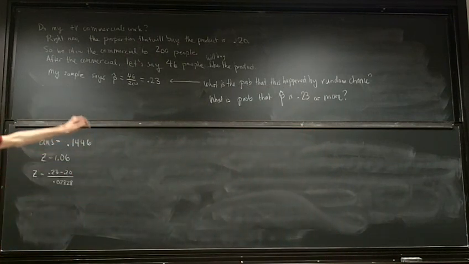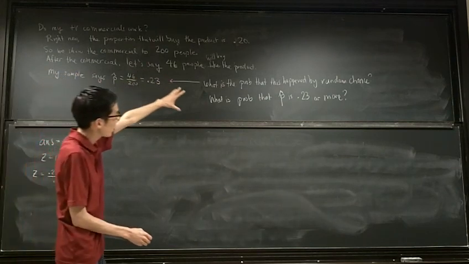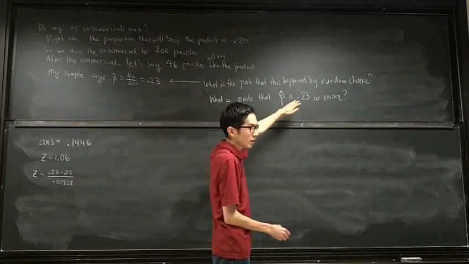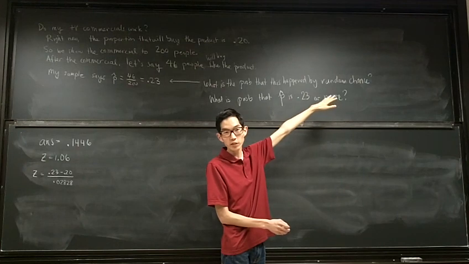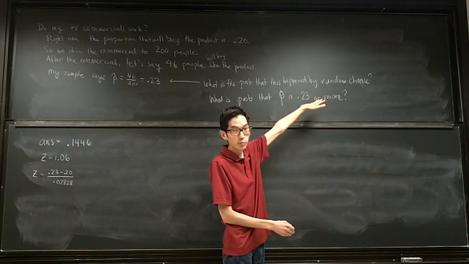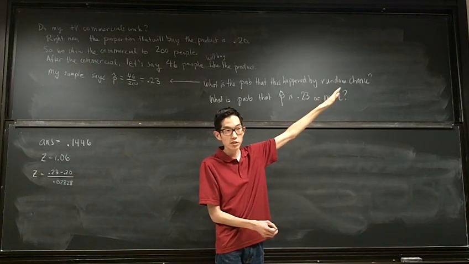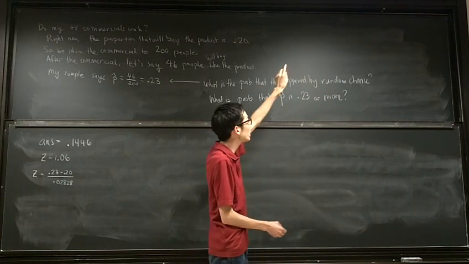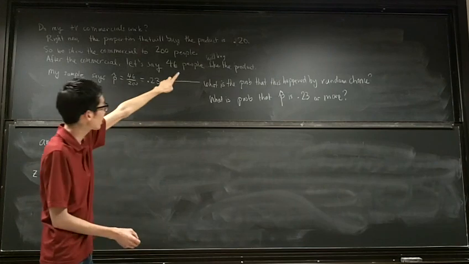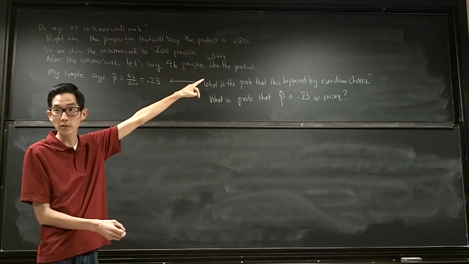Alright. So, what if we want to know the probability that I get 23% of my sample, or a p hat of 0.23 or more, just by random chance? Random chance meaning that the proportion that will buy the product is 0.20.